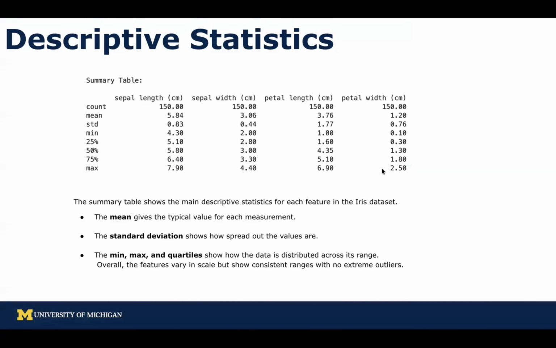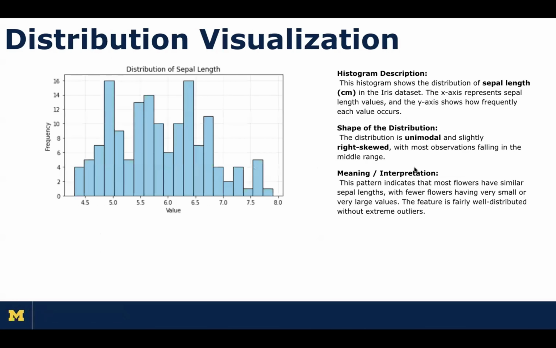First, let's go into descriptive stats. Here is the summary statistics table for the four numeric features in the Iris dataset: sepal length, sepal width, petal length, and petal width. This table includes the count, mean, standard deviation, and percentiles. The mean gives the typical value for each measurement, and the standard deviation shows how spread out the values are. The minimum, maximum, and quartiles describe how each feature is distributed across its range. Overall, the features follow consistent numerical ranges, and there are no unusual outliers.